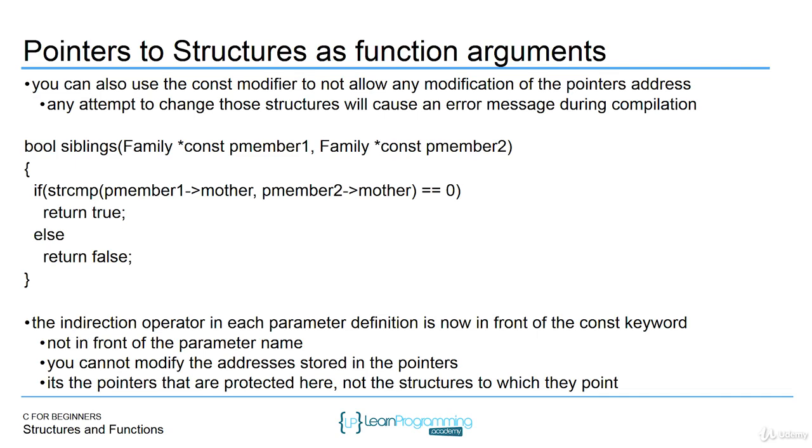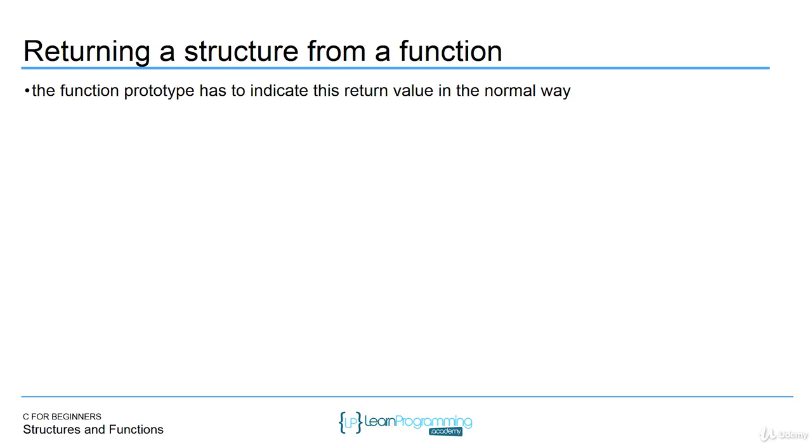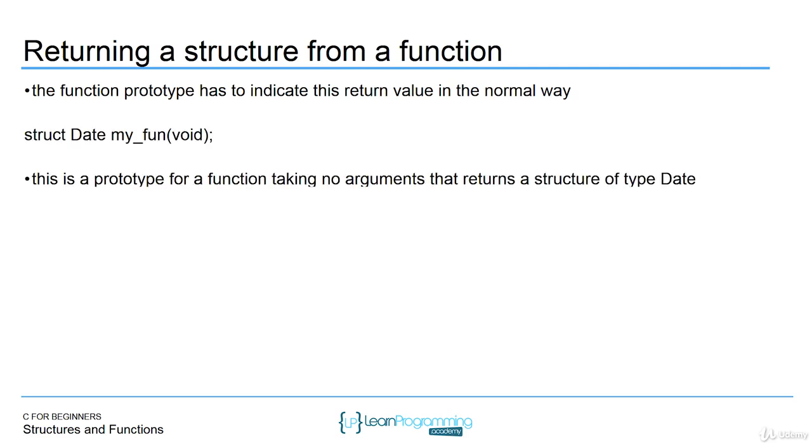No difference with structs. If you want to return a structure from a function, the function prototype has to indicate this return value in the normal way in the declaration. So here you'd have to say struct date my fun, pointer or not pointer, it doesn't matter. This is a prototype for a function taking no arguments that returns a structure of type date. Very easy to return a structure from a function. And what is the value of this? Well, now we can return more than one data item from a function. If you're returning a struct, you could return 10 different data items. How cool is that? The struct allows you to return more than one from a function.